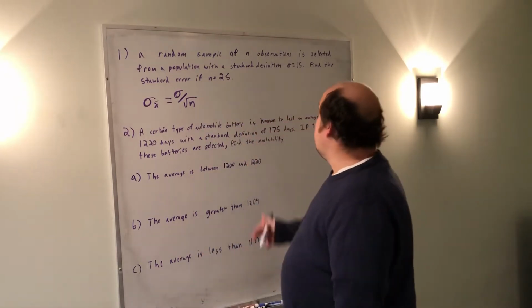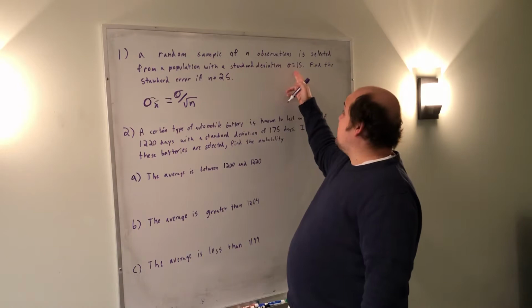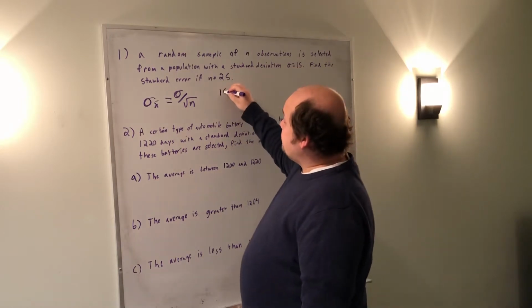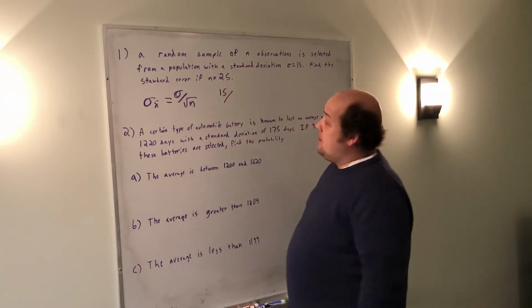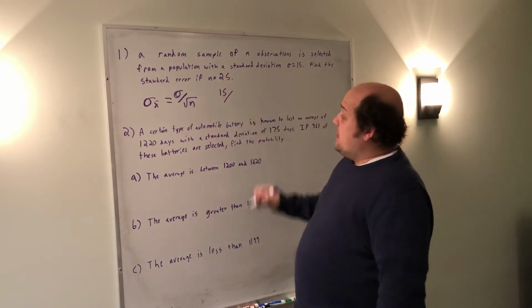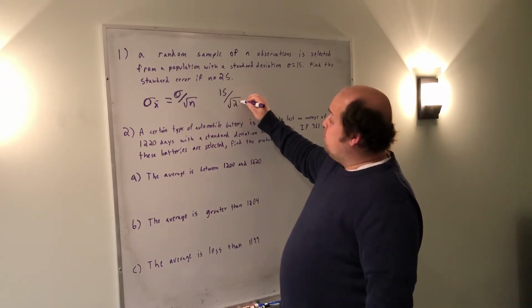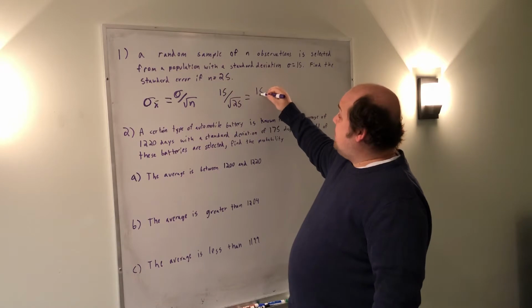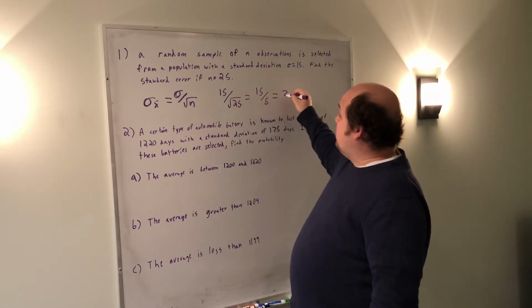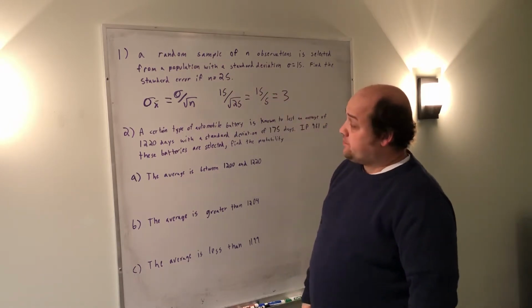So in this case, it tells me that the standard deviation of the population is 15. I'm going to put that on top. It tells me it's a sample size of 25, so I'm going to put root 25 on bottom. That's how I get 15 over 5, or 3, as my final answer.